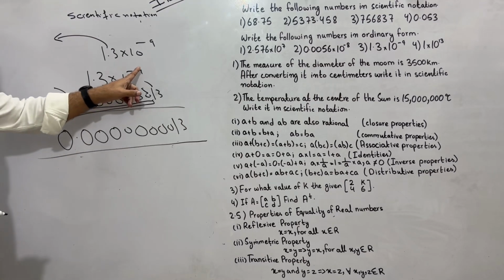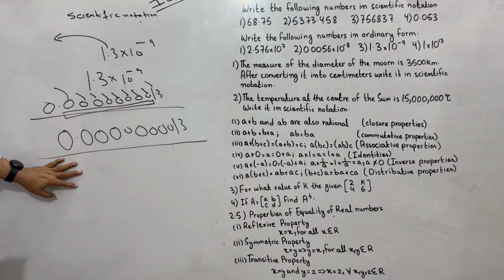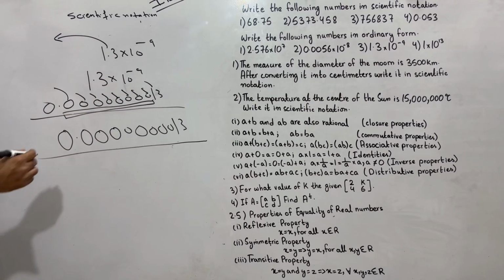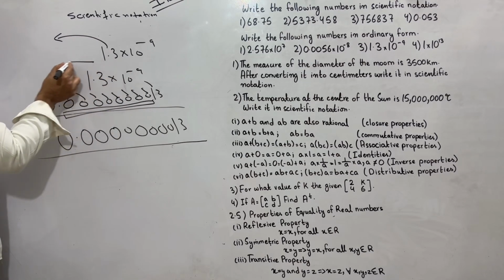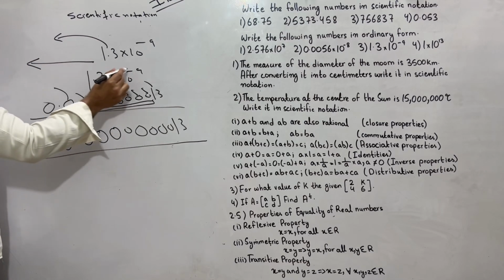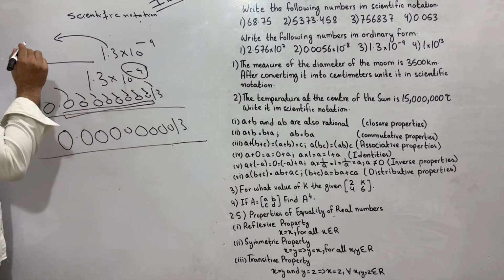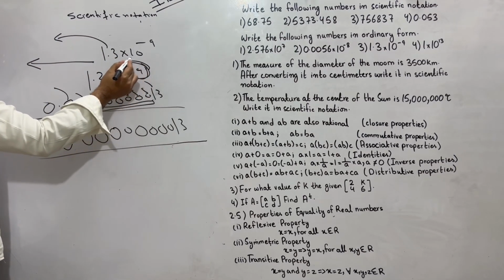1.3 into 10 raised to minus 9. That is the way. If the power is negative, then the decimal has to travel from right to left, as many digits as the negative power.